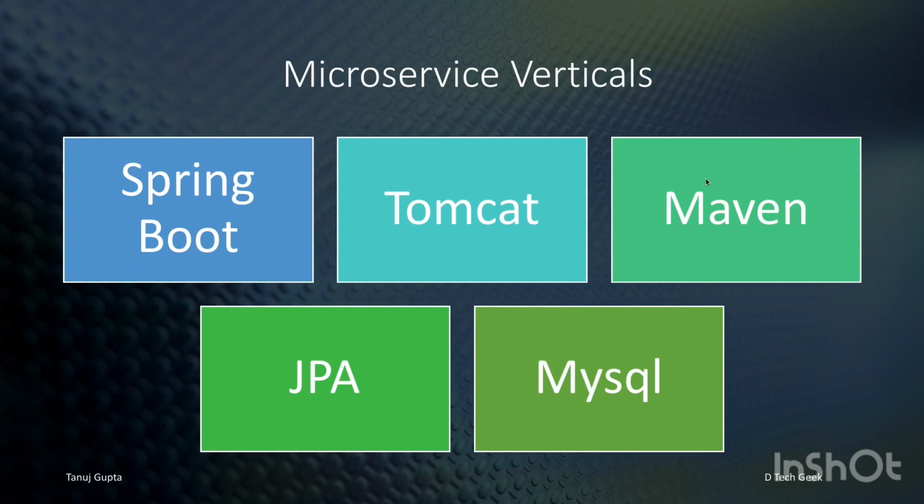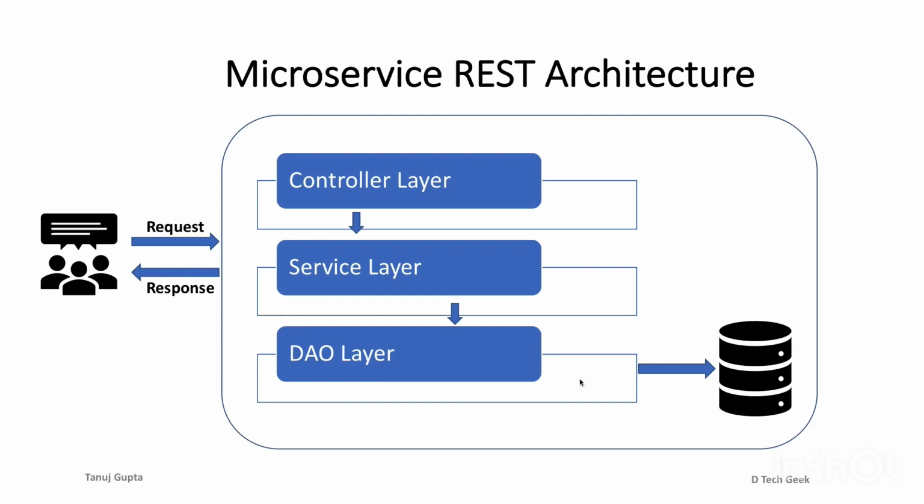Now coming to the build automation tool, I have opted for Maven, in which you just need to create a POM file, that is project object model. It is an XML file that contains all the dependencies and configuration details to build the project. Again, you can go for other build automation tools like Gradle as well. Here I have used JPA, Java Persistence API, that defines how we can communicate with some persistent store, which is MySQL in our case.